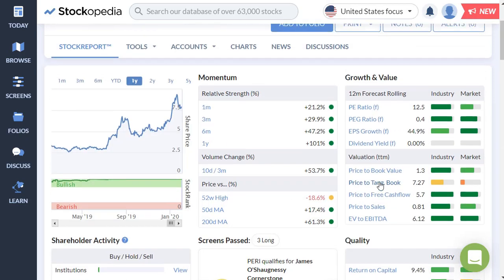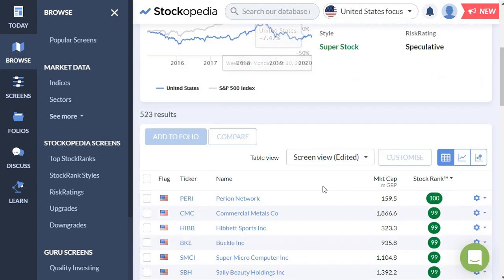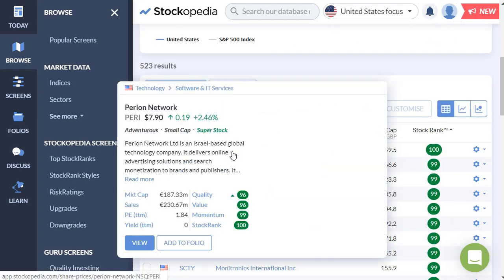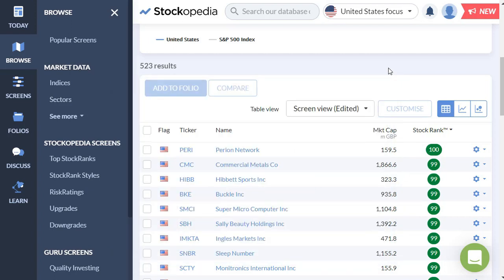So actually, just from this scan, just from trying to figure out which stocks here are ranked high, we already have one here, Perion. If you like the small cap stocks, this might actually be quite a good stock that we can dive further into and look at with some of the other tools we have.